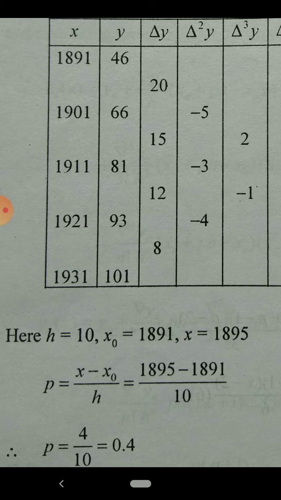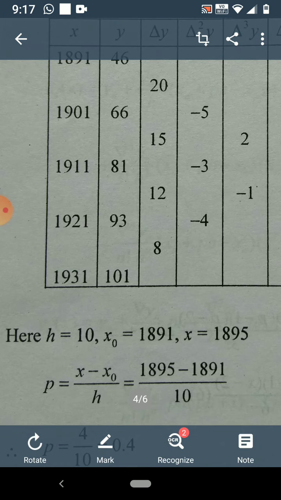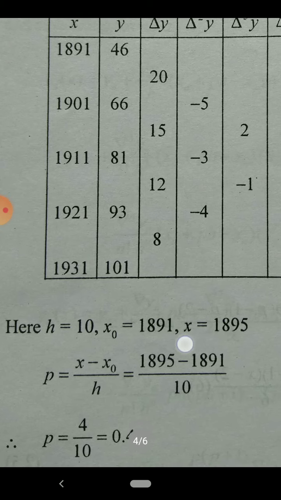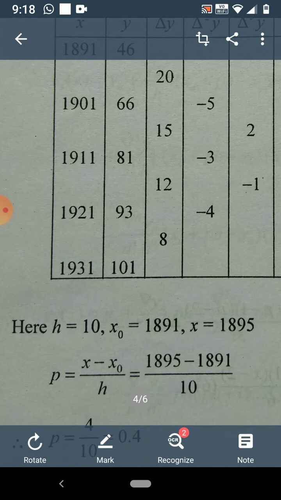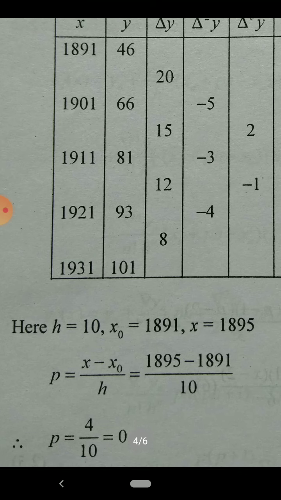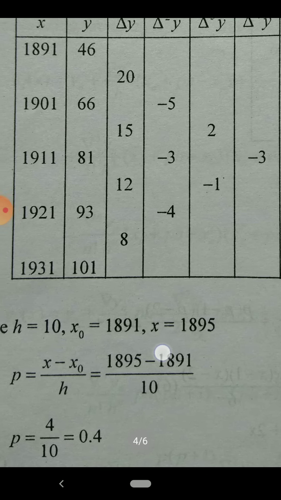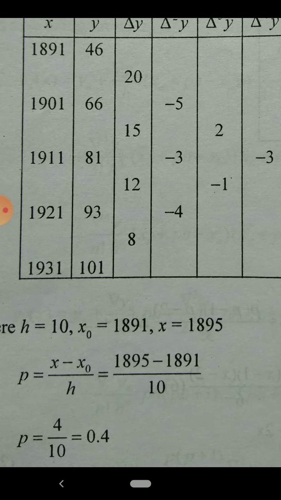Put the value of x. x is 1895 minus 1891 upon 10, and this comes to 1895 minus 1891, it is 4 upon 10, which is equal to 0.4. The value of p is 0.4.